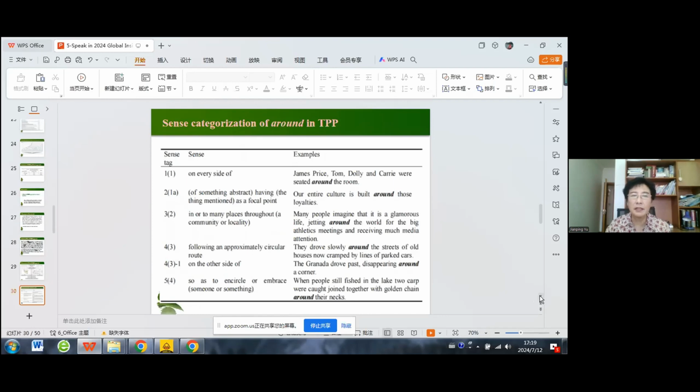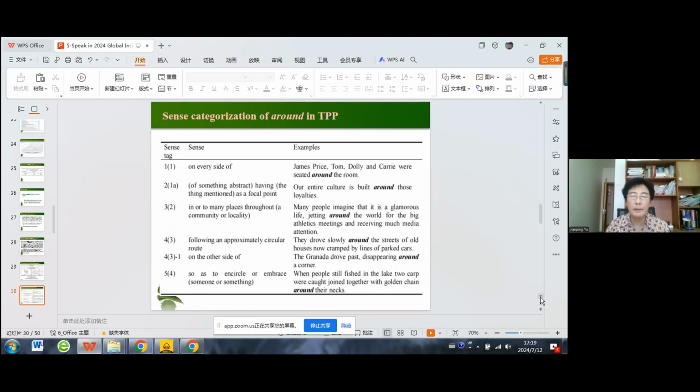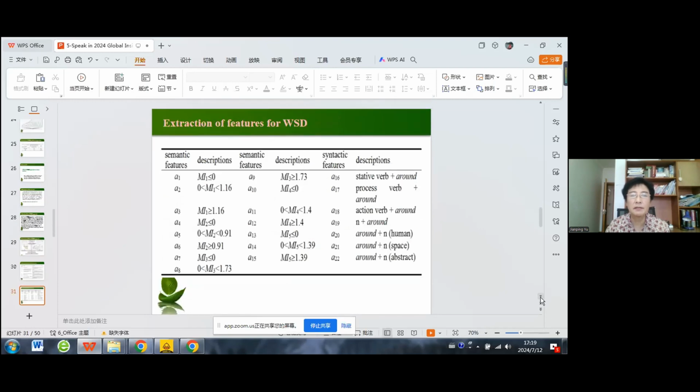And this is the sense categorization of around in PTT. We choose the preposition around as a target word because in the previous study, the accuracy of word sense disambiguation of around was relatively low. And this shows the extracted features for word sense disambiguation. As you can see, both semantic features and syntactic features were extracted.